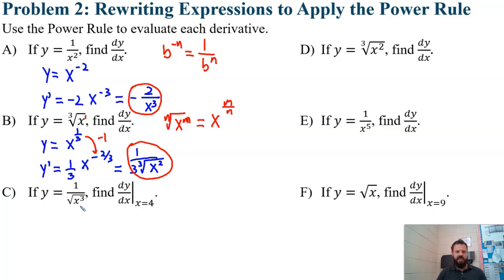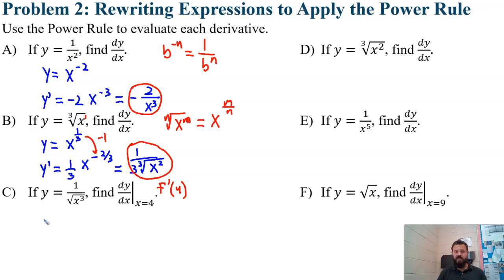All right, last one then kind of combines what we did in the first two problems, and then also we're going to evaluate our derivative at x equals 4. So if y equals 1 over the square root of x to the third, we want to find the derivative of y with respect to x evaluated at x equals 4. This is kind of the same thing as f prime of 4. Find the derivative at 4. Now, since there's no f here, we're just using the y. This would be the best notation for that.